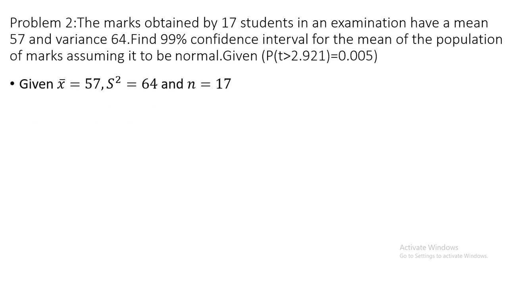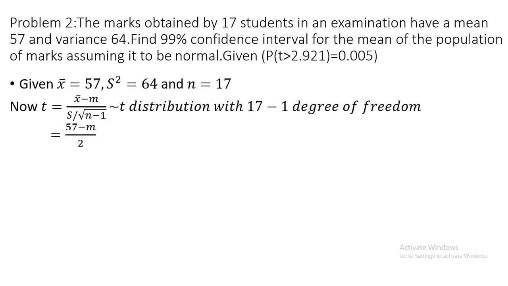So what is given in the problem? x bar is 57, s square is 64, and n is 17. Now let us fit t equal to (x bar minus m) by (s by root over n minus 1). Following the previous remark, this should follow the t distribution with 17 minus 1, that is n minus 1, degrees of freedom. So t equal to (57 minus m) by 2, if we put in the values of x bar and n. Now what is given to you? It is given that probability t greater than 2.921 equal to 0.005.